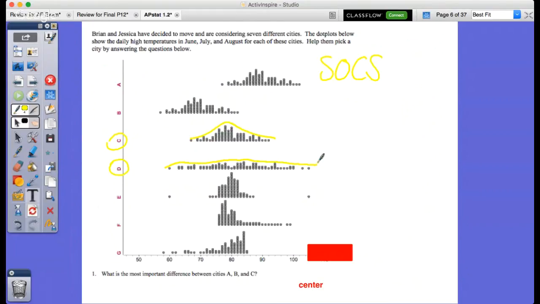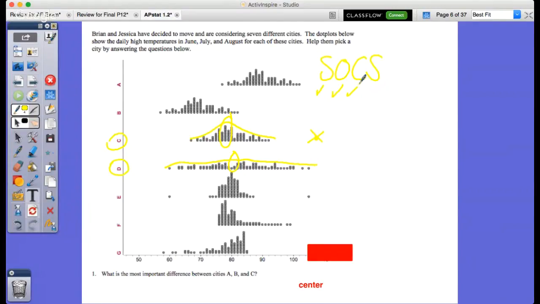Even though that does look different, the shape would still remain the same because it's still got only one hump right in the middle. So even though the tails have been pulled, the shape will remain the same. Each of these do not have any outliers on the outside, so outliers are good. The center for C is about right here, and D would be about right there. So it's approximately the same, give or take.